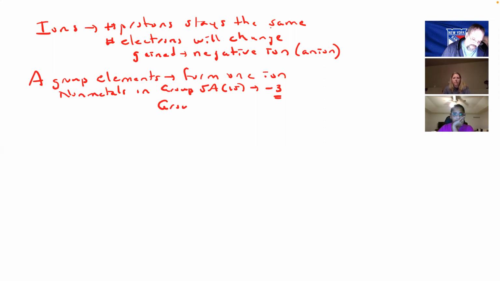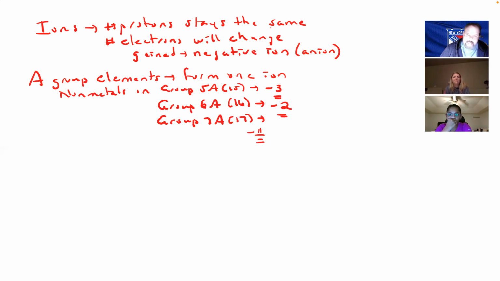For the nonmetals in group 6A or 16, the type of ion you tend to form is one that has a -2 charge. Because if you have 6 valence electrons and the goal is to get to 8, what's the easier thing to do? The easier thing to do is to gain 2 instead of losing 6. So they tend to form -2 ions. And then for the halogens in group 7A or 17, the type of ion they tend to form is one that has a -1 charge. Because they have 7, if the goal is to get to 8, the easiest thing to do is to add 1.